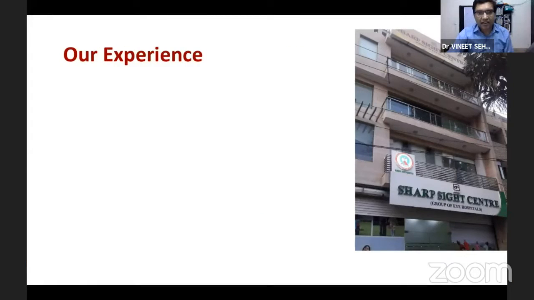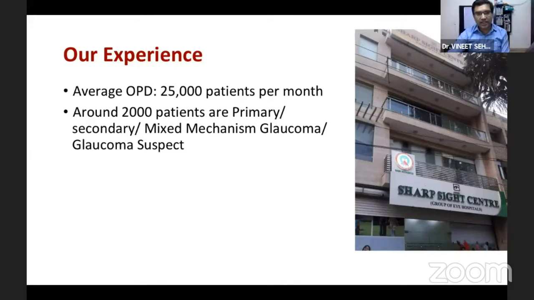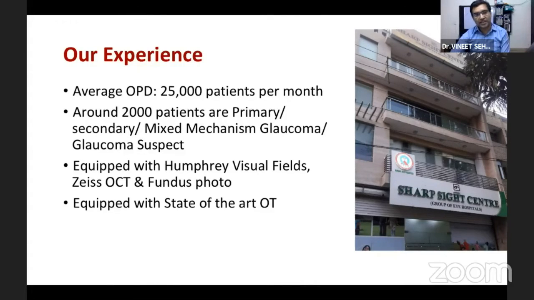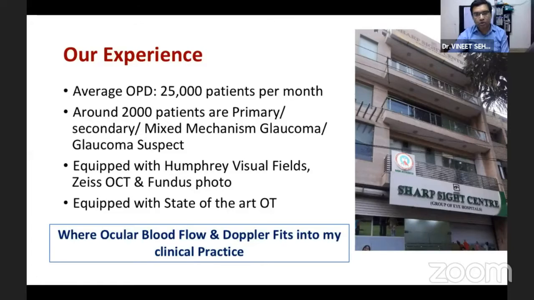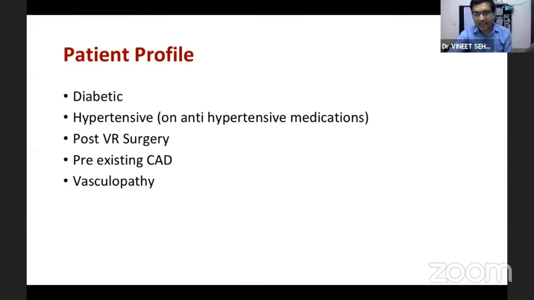Now, what is our experience? We have an OPD of around 25,000 patients per month. Around 2,000 patients are primary, secondary, mixed glaucoma. We have around 14 centers all over India, and we are equipped with each and every modality that you want for the management of glaucoma. Where does this modality fit into my clinical practice, being a practitioner in a private corporate hospital? The patient profile includes those who are diabetic, hypertensive, post-vitreoretinal surgery, pre-existing coronary artery disease, and vasculopathies.